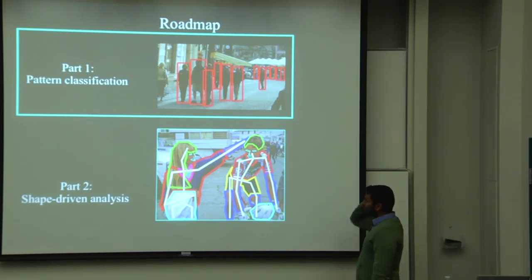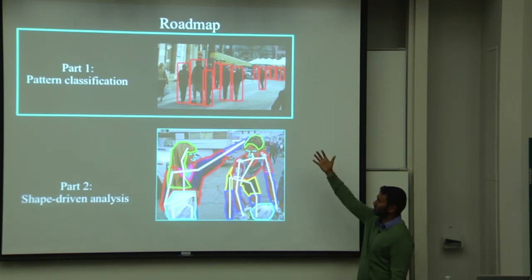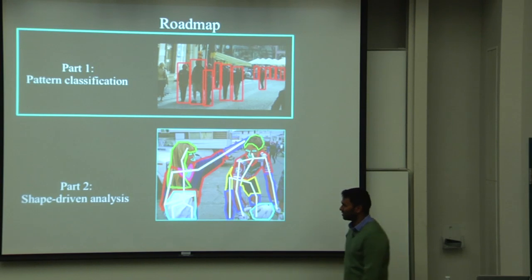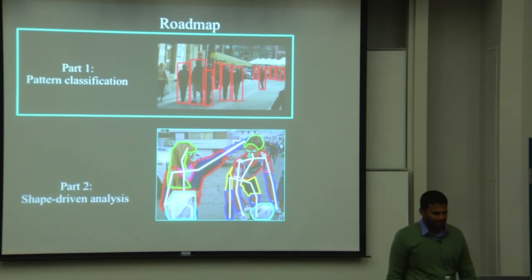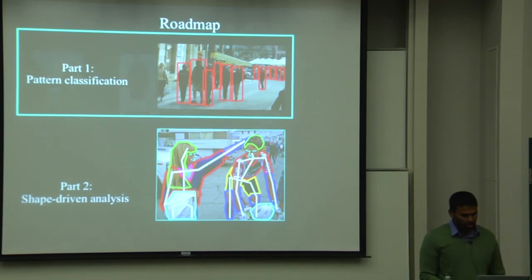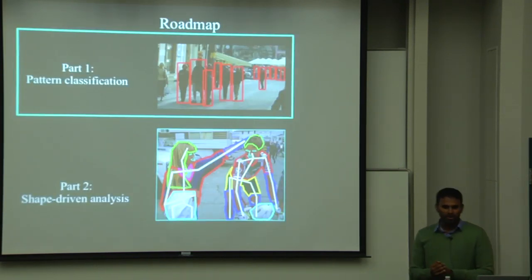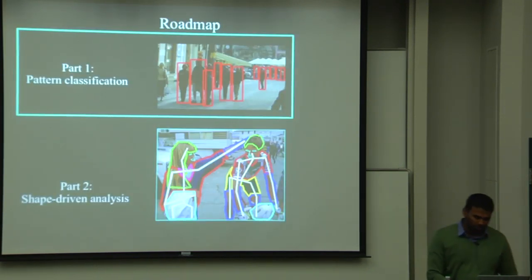What I was going to do is first talk about methods for pattern classification. Even though it seems like a simpler problem, there are still a lot of issues to be addressed there. Then I'll use the observations from there to answer these more detailed questions. Okay, so let's say we want to build a system that can detect people, that can answer the yes-no question: is this a person or not?